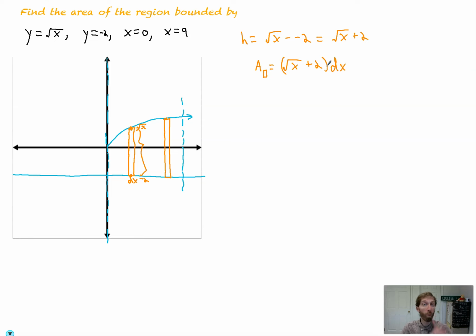Okay, so that's the area of one tiny rectangle. We want infinitely many of them added up. So we're going to integrate that area. That'd be root x, and again, I like to lead with the geometry here, plus 2 times dx, added up infinitely many times. Now you're going to slide it from left to right, from x equals 0 to x equals 9. Imagine many rectangles stacking up until you sweep out that area. So that's going to be from 0 to 9.